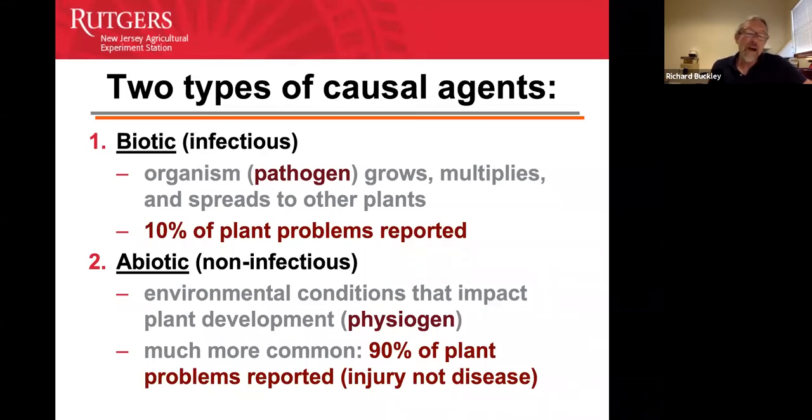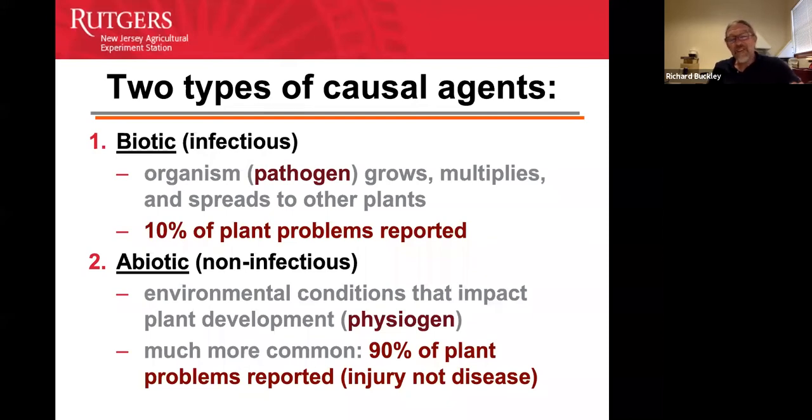We also have what we call abiotic or non-infectious disease. I prefer the term injury as opposed to disease. I think disease implies the triangle model, and these environmental conditions that impact the normal development of a plant might be only one side of the triangle, the environmental part. While they can drive the relationship between living organisms, they also can kill and damage plants outright. And 90% of plant problems reported are caused by injuries, not disease.